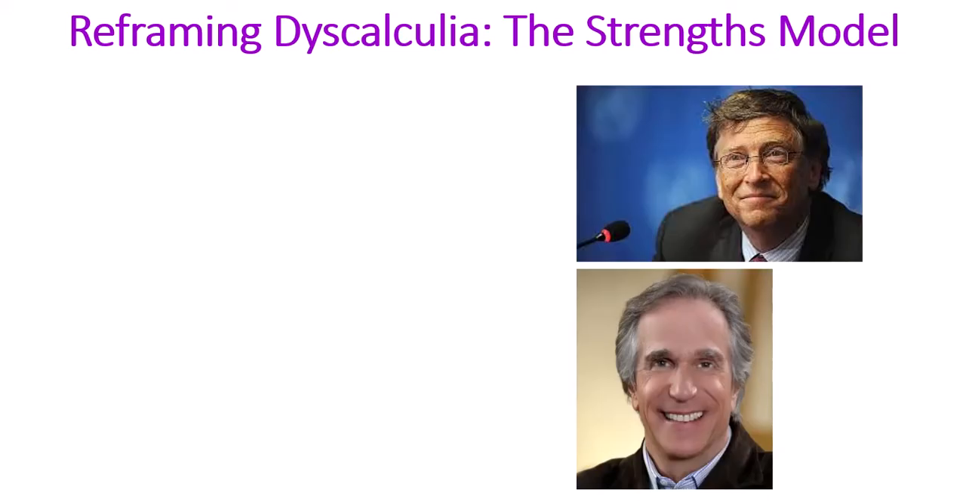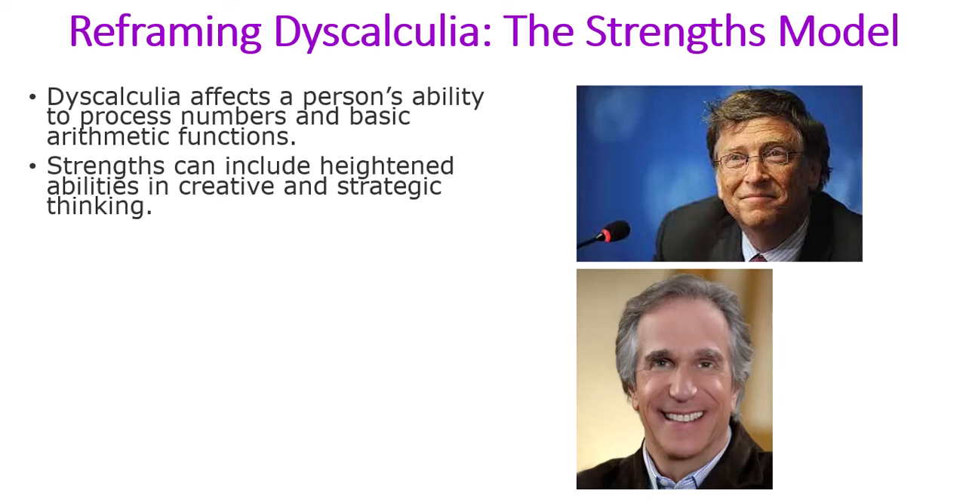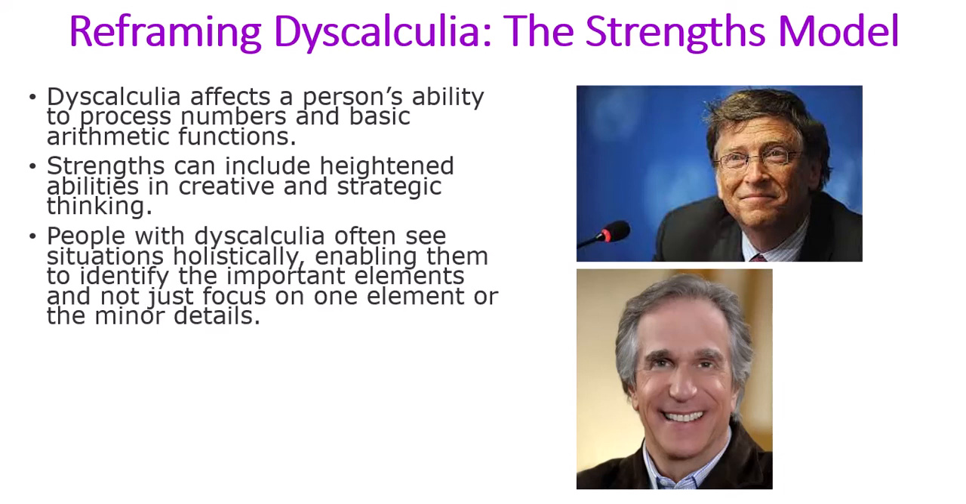Bill Gates, Henry Winkler, known as the Fonz, but he's also a writer, producer, director, a few people with dyscalculia. Dyscalculia affects a person's ability to process numbers and basic arithmetic functions. So many people will say, like, it's like dyslexia, but math. So strengths of these individuals can include heightened abilities in creative and strategic thinking. People with dyscalculia often see situations holistically. So again, much like people with dyslexia, seeing the big picture and enabling them to focus on important elements of the whole rather than the minor details.